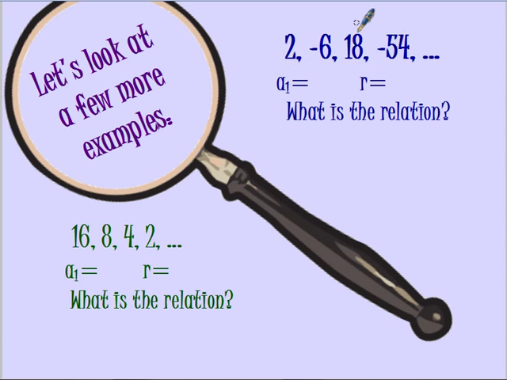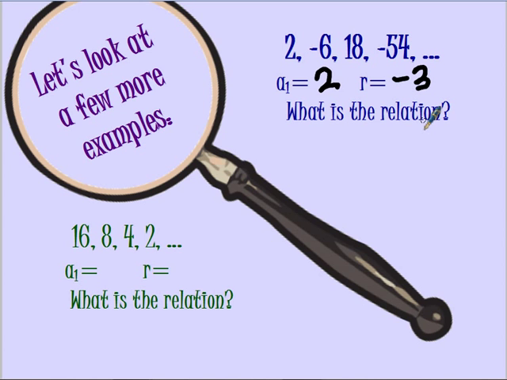Here I have a geometric sequence, 2, -6, 18, and -54. First of all, what's a sub 1? Our initial term is 2. What's our common ratio? What's r? What are we multiplying by? We're multiplying by -3. Remember, anytime you alternate from positive to negative to positive to negative, your common ratio is going to be a negative number.